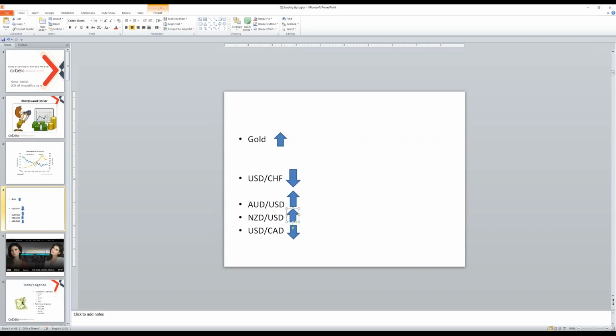Let's actually go over it one more time. Gold price is going up. Dollar Swissy goes down. This is correct. Aussie dollar goes up. This is correct. Kiwi dollar goes up. This is correct. And dollar CAD goes down. What about euro dollar? This one should be easy.